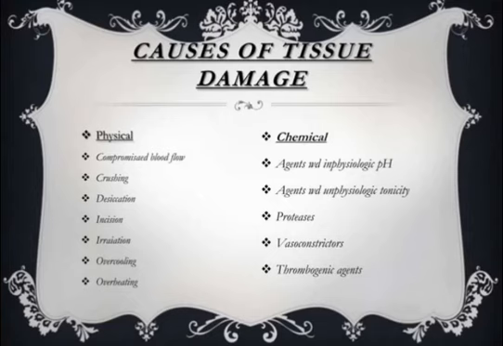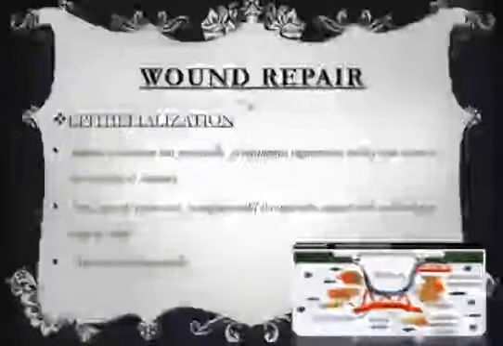Under the physical causes, there are compromised blood flow, crushing, desiccation, incision, irritation, and overcooling or overheating. While speaking about the chemical causes, there are reasons like reagents, non-physiologic pH and physiologic toxicity, proteases, vasoconstrictors and thrombogenic agents.